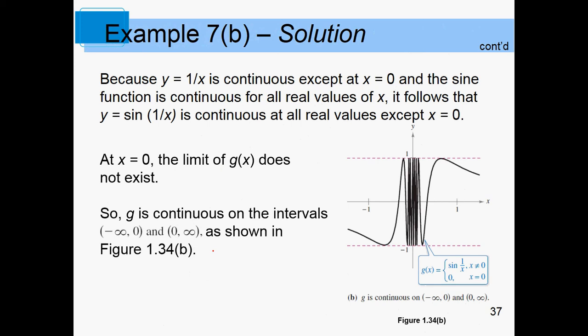Notice that it's a sine function, right? So you know it's going to bounce back and forth, up and down between negative 1 and 1. The limit does not exist at x equals 0 because it's jumping back and forth. It never approaches any value. It's always up and down, up and down. Okay? So g is continuous on the intervals from negative infinity to 0 and from 0 to infinity because we knew that 1 over x is undefined at 0. So if you can look at that interior function and say, well, where is the interior function undefined? Then the entire composition has to be undefined at that point as well.